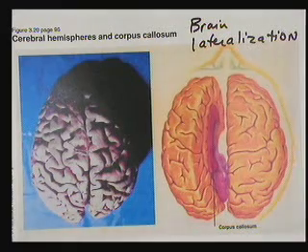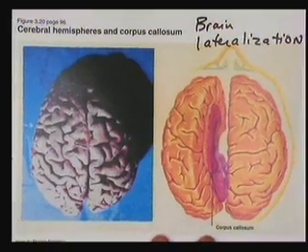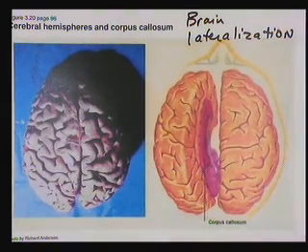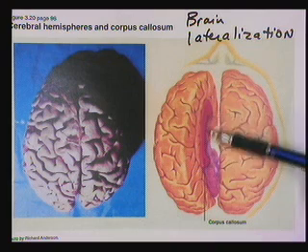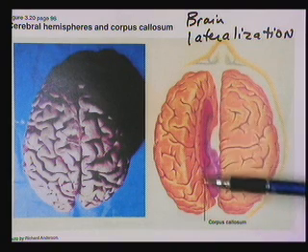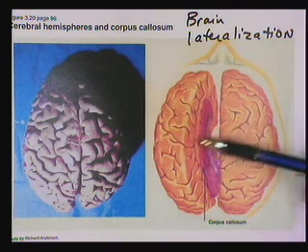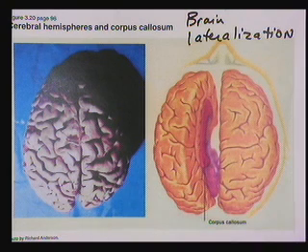A split brain patient is somebody who has had their corpus callosum severed. So this strip of brain tissue that connects left and right hemisphere is no longer connected. It's been cut. Now, why would anybody in their right mind, or left mind, so to speak, want their corpus callosum severed?